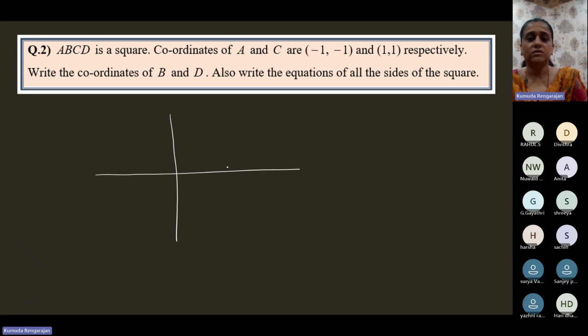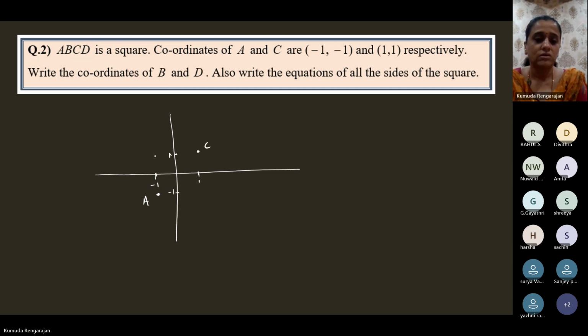A and C: A is minus 1, comma minus 1, that's here. And C is 1, comma 1. This is C. So this will be B, and this will be D. Or if this is B, this is D. So let's take B here and D here. Okay, so this is the square.